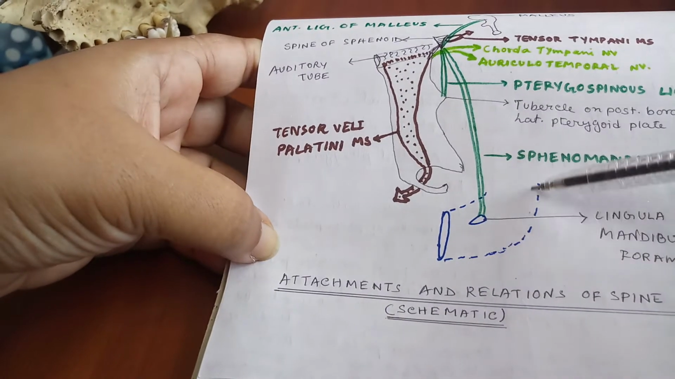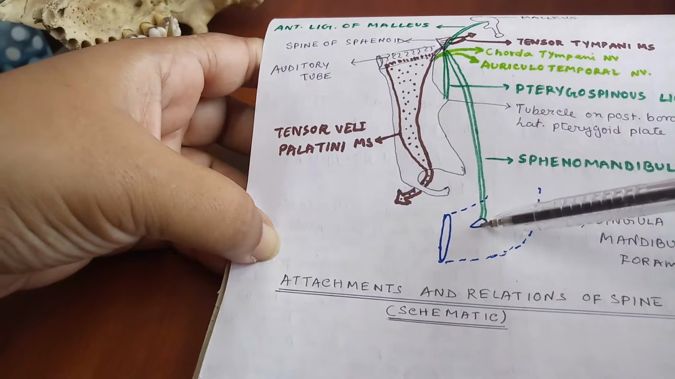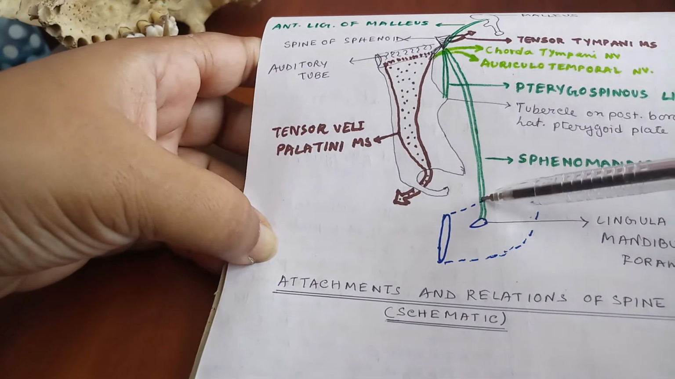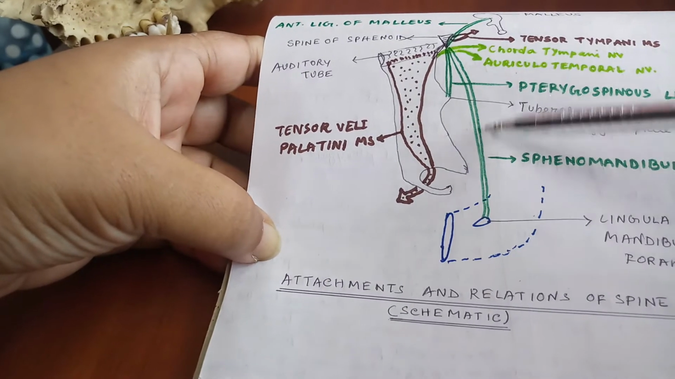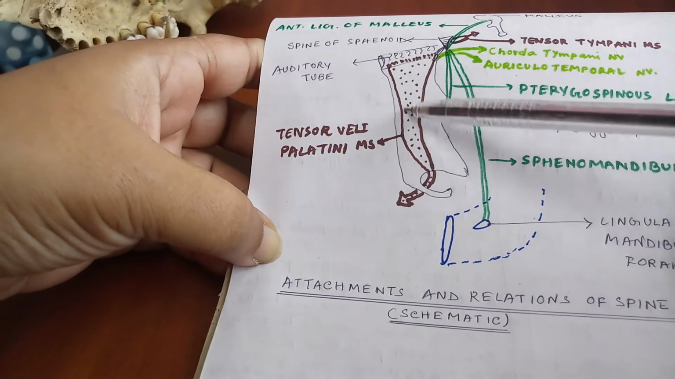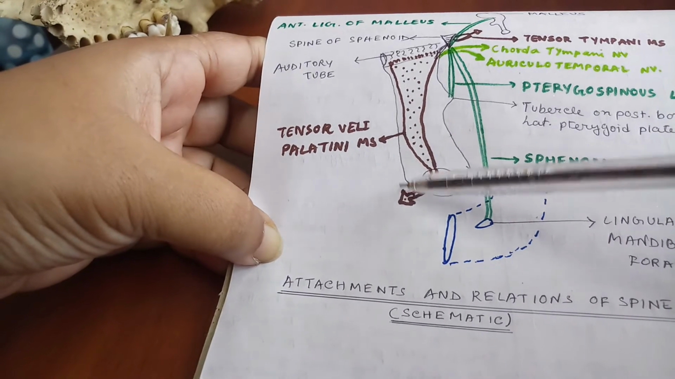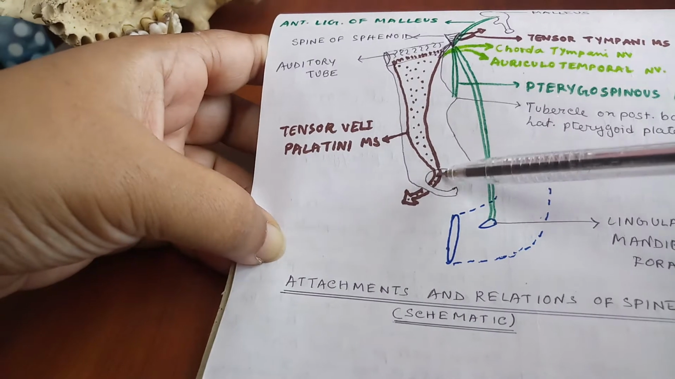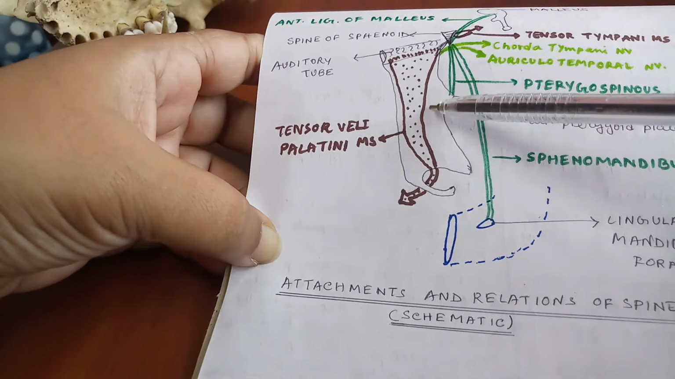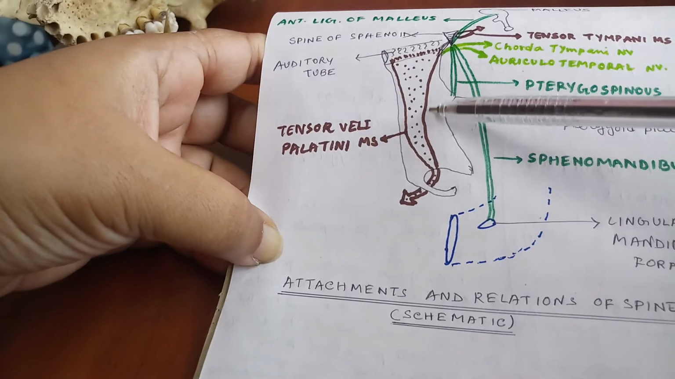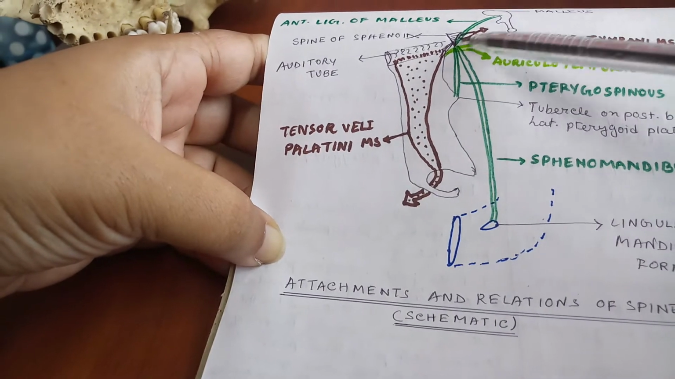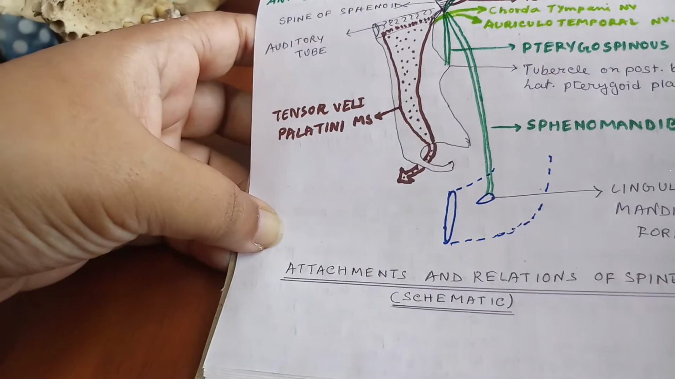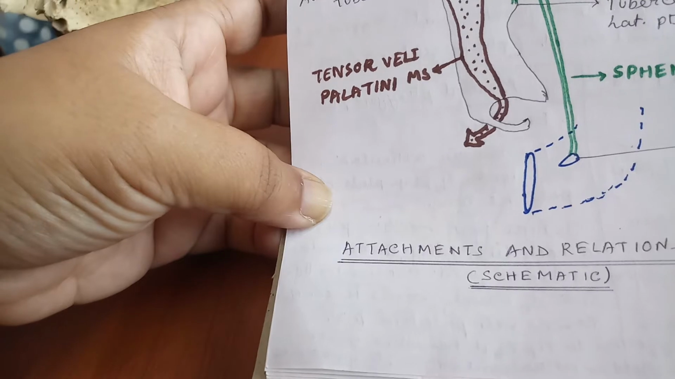The mandible is represented in dotted lines. On the inner surface of the mandible, the mandibular foramen is guarded by the lingula, a bony spicule, and this ligament is attached to it. And the tensor veli palatini winds around the hook of the pterygoid hamulus. Because of these two muscle attachments, this schematic diagram depicts the attachments and relationships of the spine.